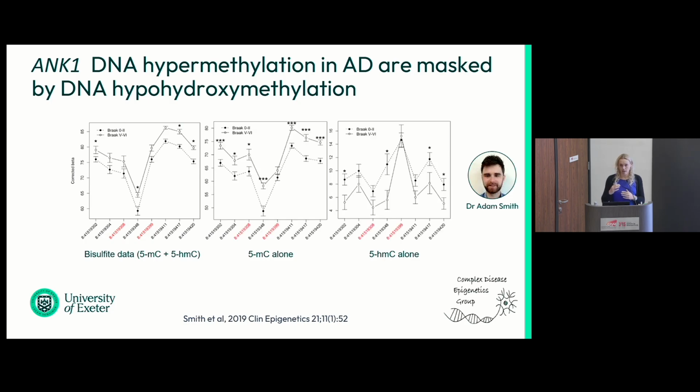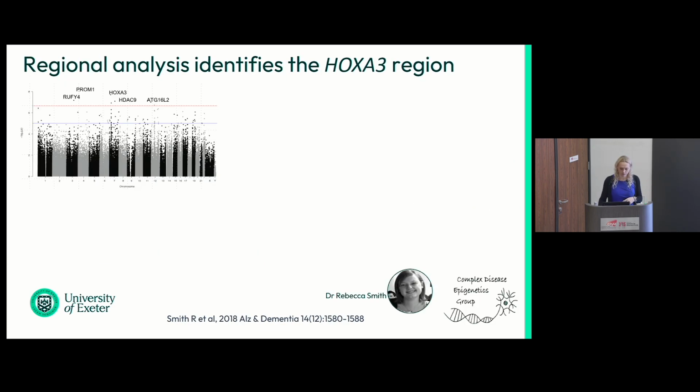When we actually try and separate out and stratify by whether this is driven by methylation or hydroxymethylation, we can see that there's about a 10% change in DNA methylation across the region. And this is because we're having confounding by DNA hydroxymethylation, which is showing a 5% decrease across the region, which goes to show that in neurodegenerative disease research, we should not just think about DNA methylation, but we also need to think about DNA hydroxymethylation as well.